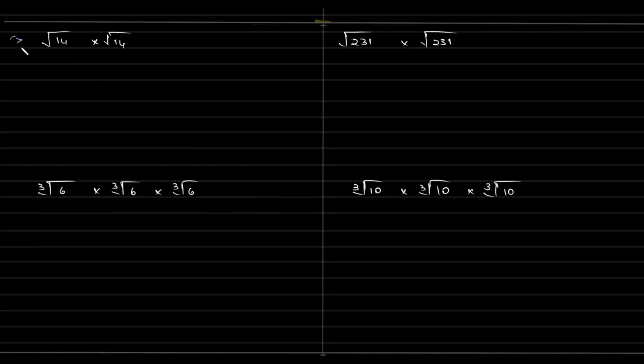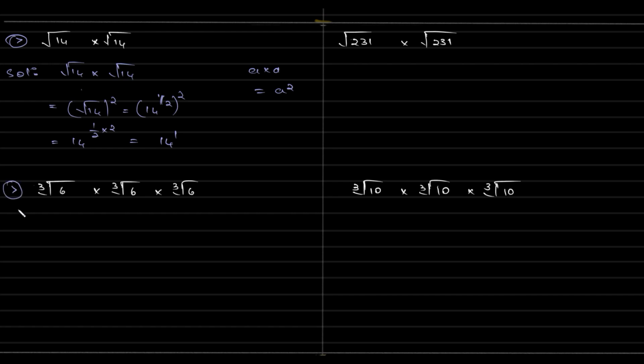Okay, now next variation, root 14 into root 14. So I can do this, root of 14 into root of 14. What is a into a? A square, right? So I can write this as root 14 the whole square. This is 14 to the power of half the whole square. So this is nothing but 14 to the power of 1 by 2 into 2. So this is nothing but 14 to the power of 1. Done, right?